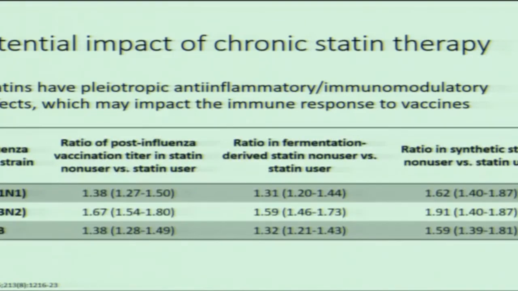So these investigators looked at that question by analyzing a randomized controlled trial of influenza vaccine in elderly adults. And in this table basically is the ratio of the antibody response in people who were not on a statin to people who were on the statin. So if the ratio is greater than 1, that means that not being on a statin was superior to being on a statin.